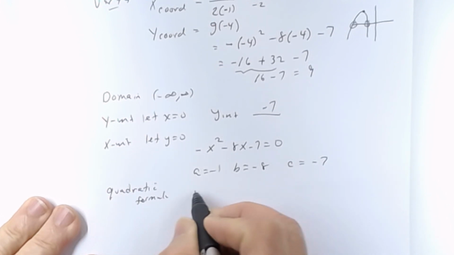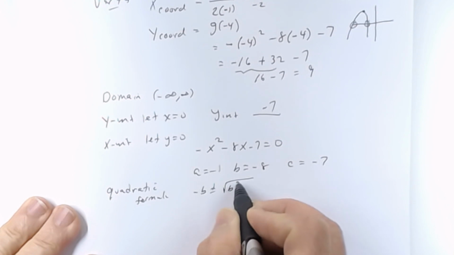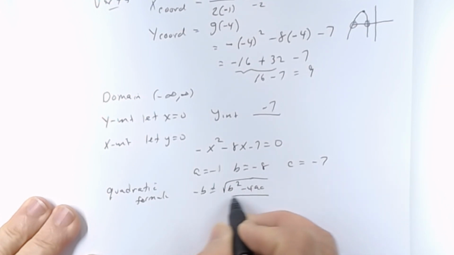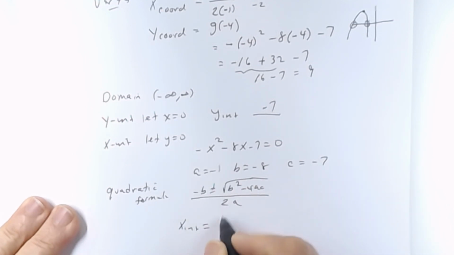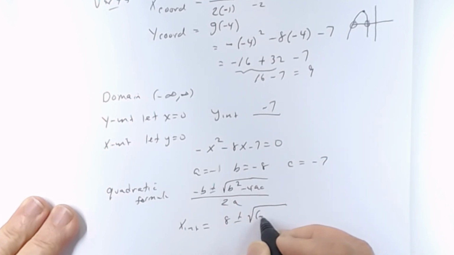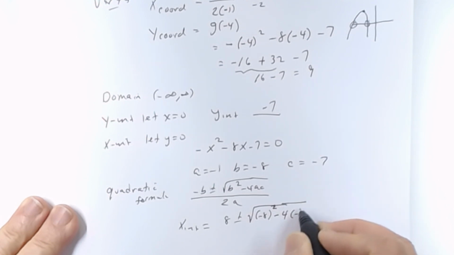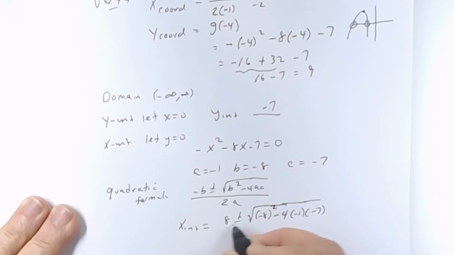All right, so the quadratic formula is -b plus or minus the square root of b squared minus 4ac all over 2a. So the x-intercepts are going to equal, what's the opposite of b? 8. Plus or minus the square root of b. What's b? Remember, we put that in parentheses. Remember that on test 2? Minus 4 times a. What's a? Times c. All divided by 2 times -1.